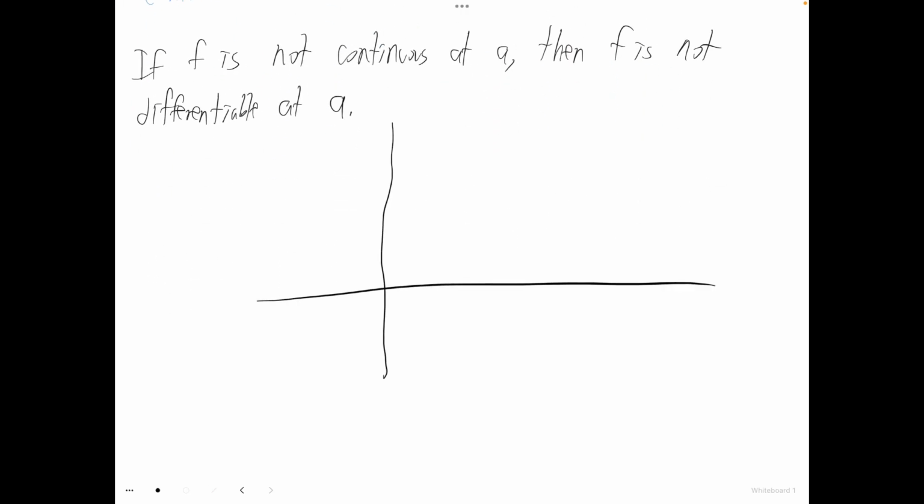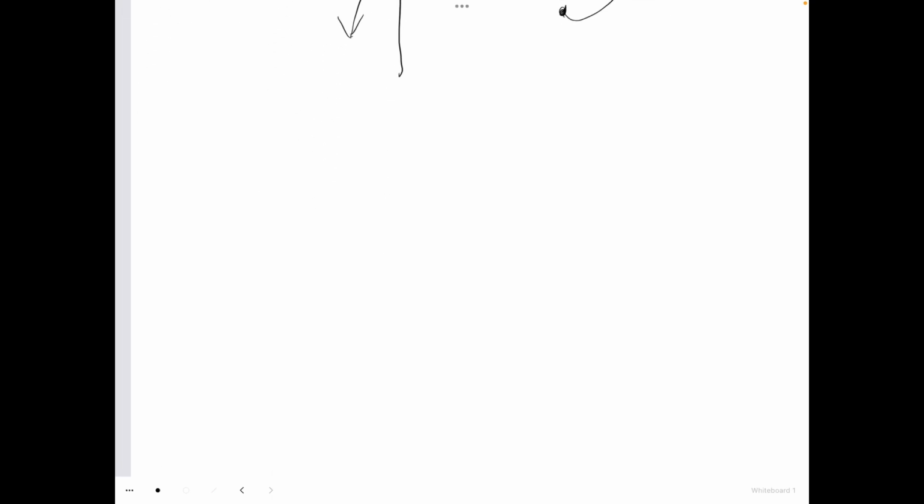So just going off of an example of one discontinuity, we could have something like this. If this is our point a, we would not be differentiable at a because we're not continuous there. Now, it doesn't have to be a jump discontinuity. It could be a removable discontinuity or an infinite discontinuity as well. So that's the first way that things can break.